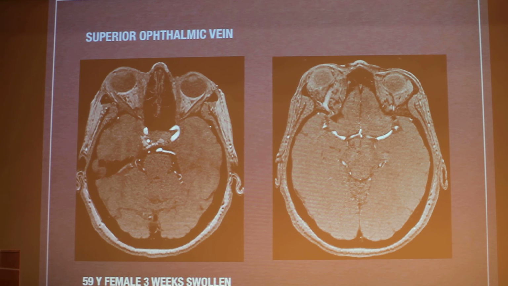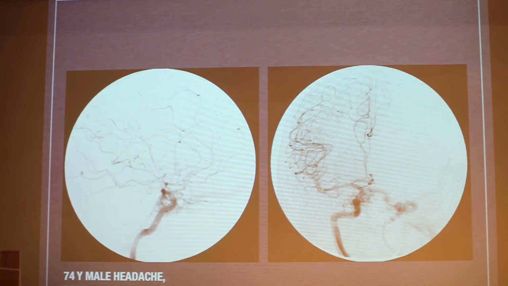Okay, this is a 59-year-old female. She presented with a swollen eye, frozen eye, and chemosis. And again, this is an MRA. You can see that she's got this superior orbital vein enlargement, some proptosis of the eye, and again, a little bit of brownness in the right cavernous sinus.